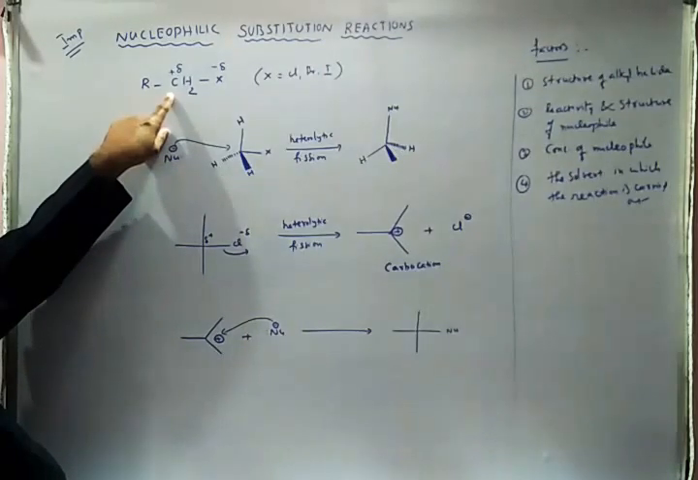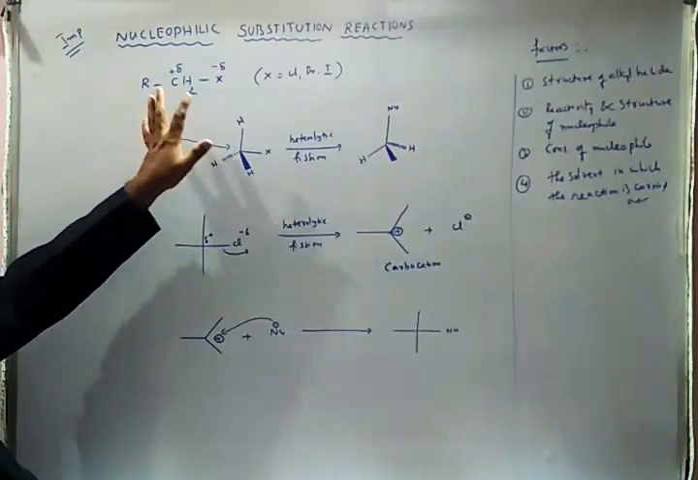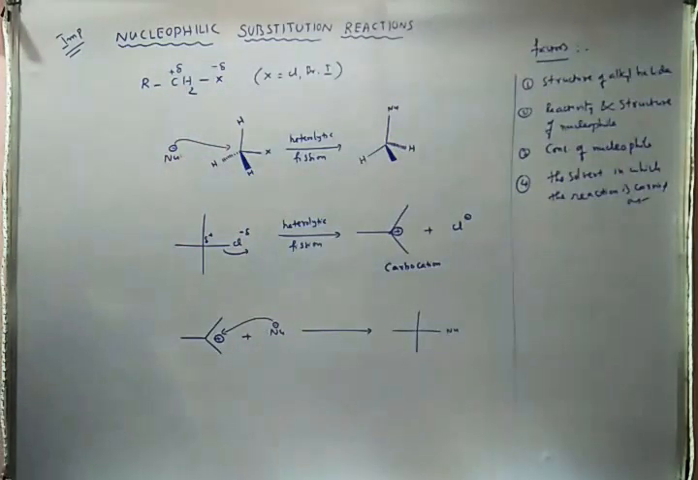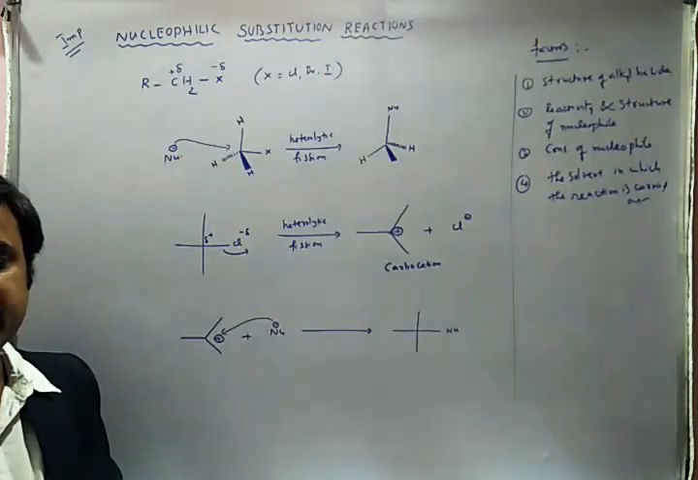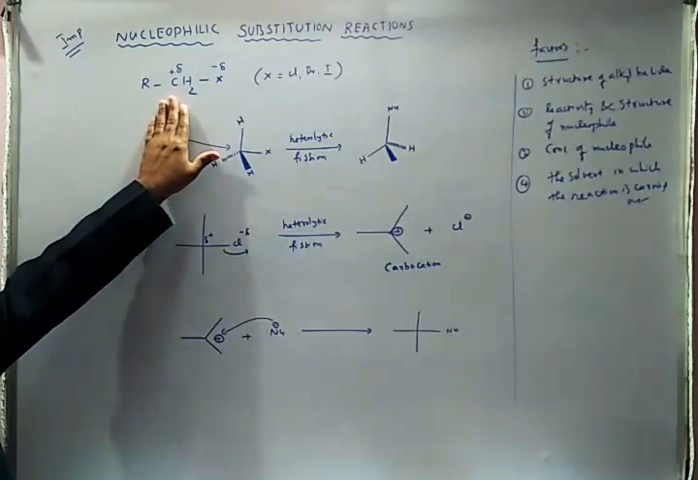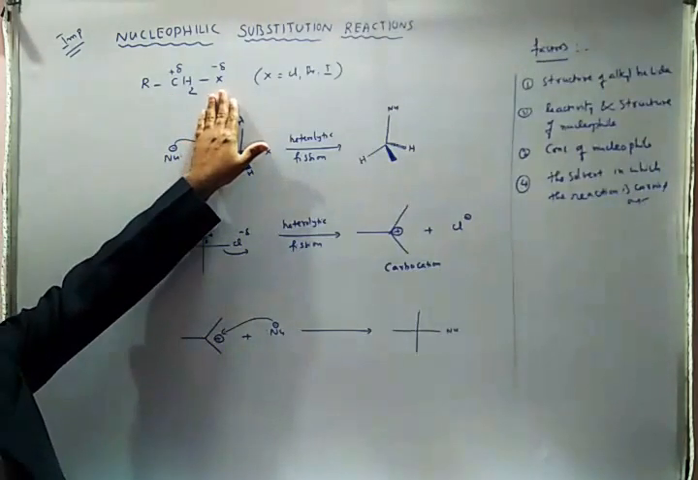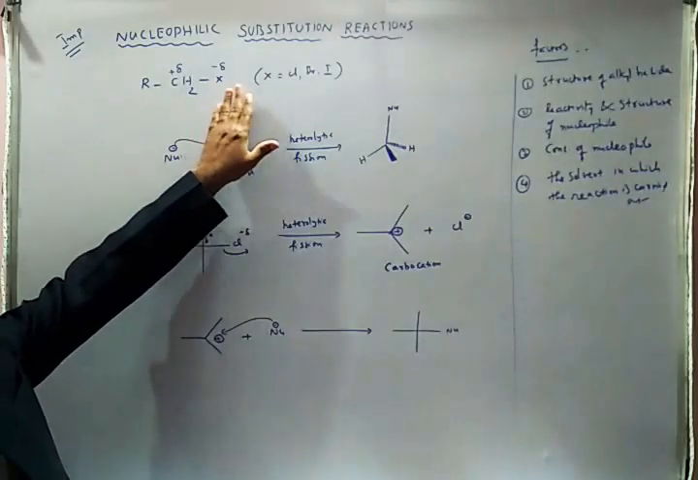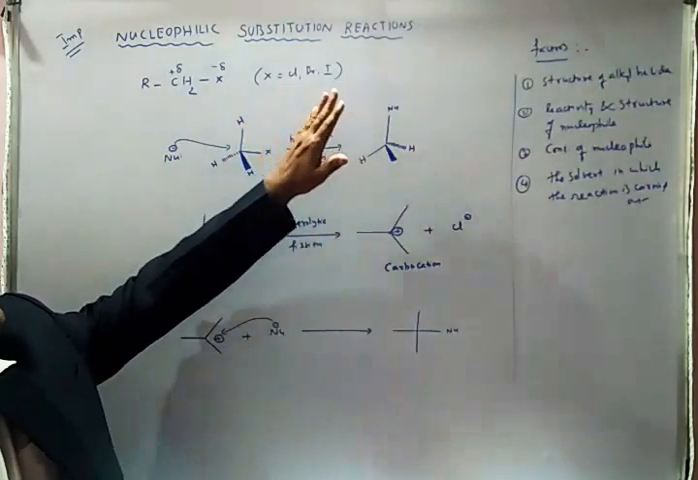Okay, so the two atoms do not share the pair of electrons equally. They will share unequally. In such a case, what will happen? This carbon will get a partial positive charge and the halogen will get a partial negative charge. Here X may be anything: chlorine, bromine, or iodine.